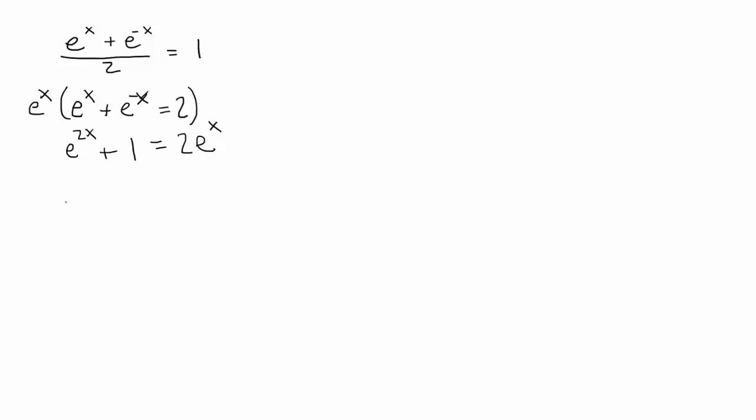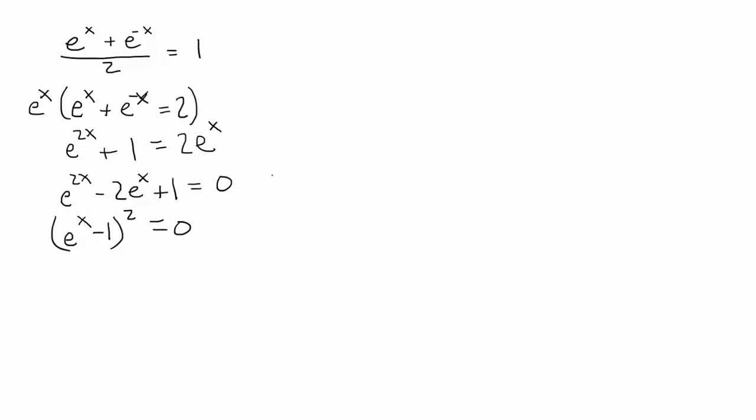And the reason this helped us is because now we can write it in quadratic form so we can solve it. So now I'm going to subtract 2e to the x from both sides, and I get e to the 2x minus 2e to the x plus 1 is equal to 0. And now I can write this as e to the x minus 1 squared is equal to 0.